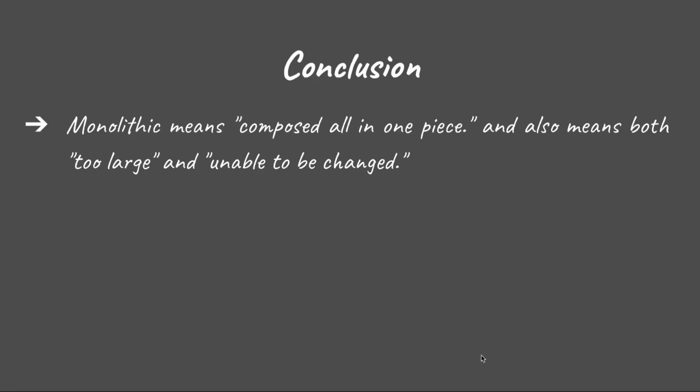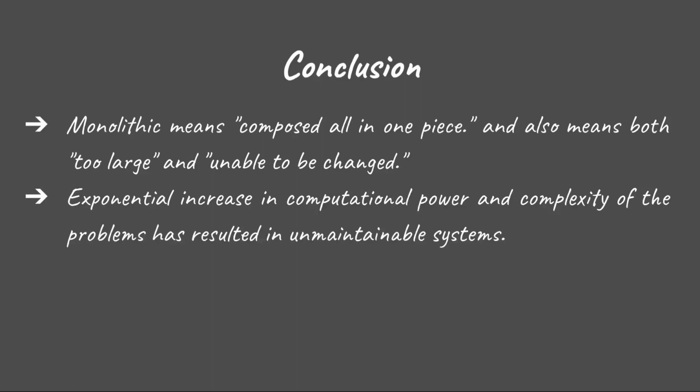As we discussed earlier, monolith means composed all in one piece, but the adjective monolith also refers to something which is too large and unable to be changed. With the rapid increase in computational power and complexity of problems, monolithic architecture often results in unmaintainable systems. As a result of this, many organizations are moving away from monolithic architectures and adopting microservice architectures because it offers multiple advantages. Of course, there are drawbacks to microservices as well. We will discuss those in another video.